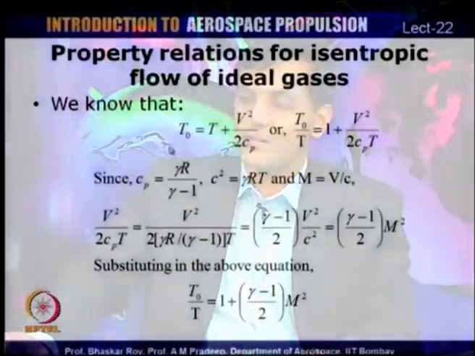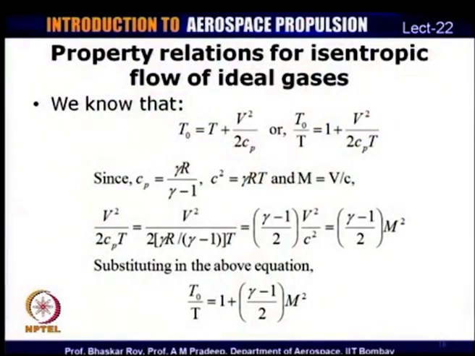To do that, we have already seen this equation, which relates stagnation temperature to static temperature and the velocity. So, T naught is equal to T plus V square by 2 C P. Therefore, T naught by T is equal to 1 plus V square by 2 C P T. Now, since we know that C P is gamma R by gamma minus 1, and C square is gamma R T, and also Mach number is V by C, if you make these substitutions in the dynamic temperature term, we get V square by 2 C P T is equal to V square by 2 into gamma R by gamma minus 1 into T, which basically is gamma minus 1 by 2 into V square by C square, which is gamma minus 1 by 2 M square.